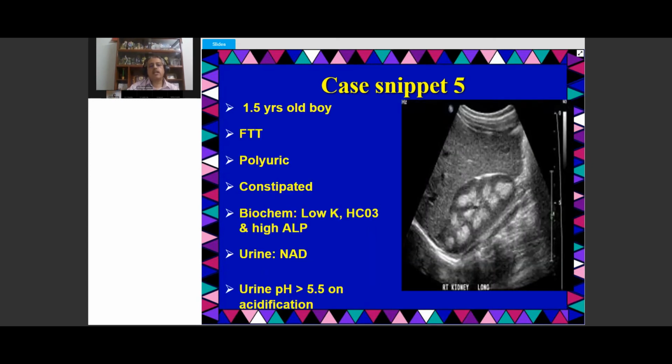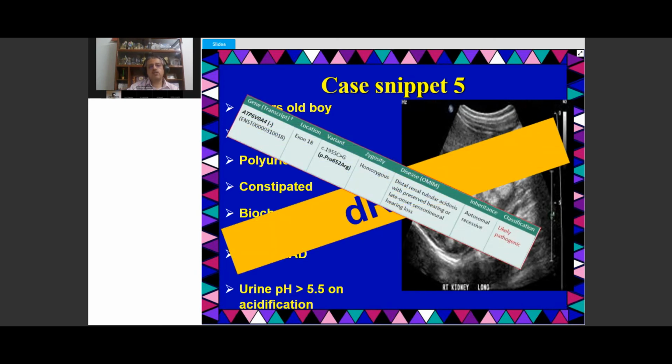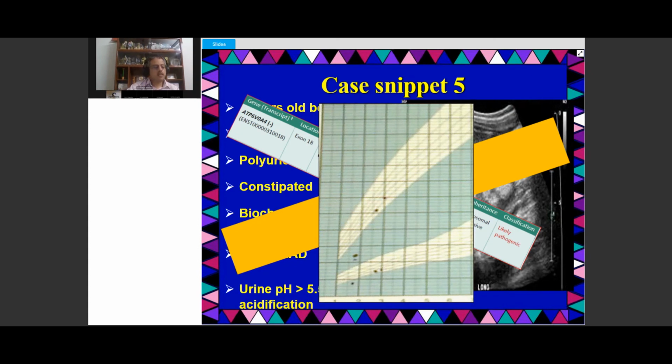This was a child of a doctor, and I'm sure all of you already have a diagnosis with a normal anion gap metabolic acidosis, failure to thrive, polyuria, nephrocalcinosis, and a urine pH more than 5.5 on acidification. This was a distal RTA, and it was confirmed by a genetic test also. Correcting the acidosis with supplementation resulted in an improvement in growth.